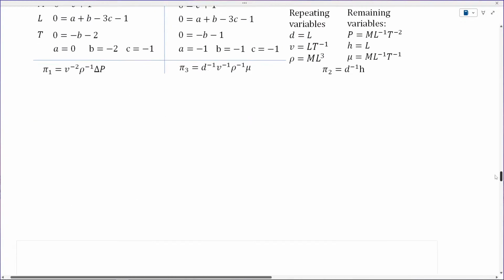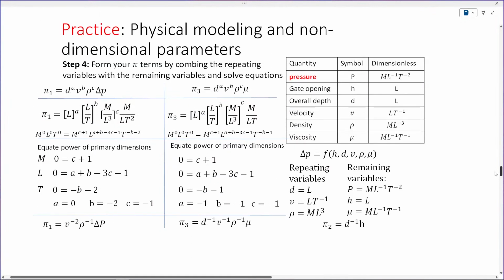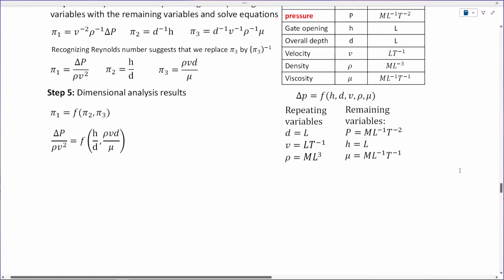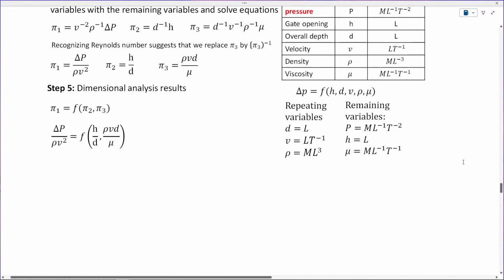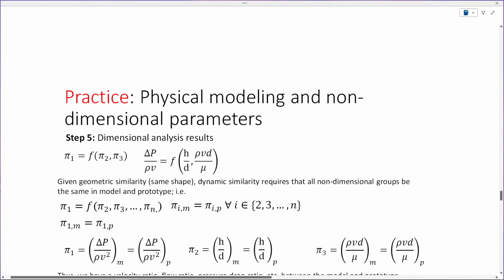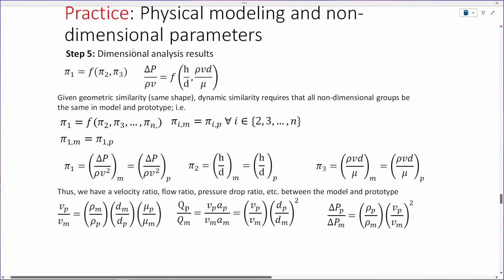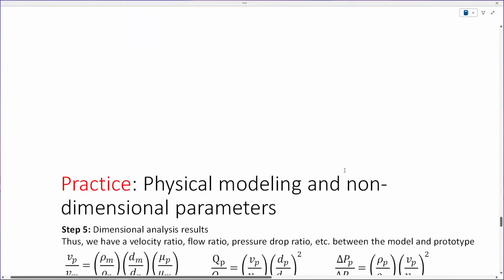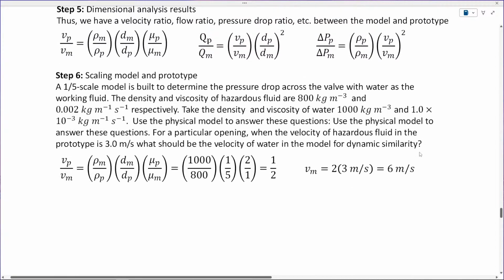Step 4 is where we ended up with pi 1, pi 2, and pi 3. Here we end up with a relationship between our dependent variable and all our independent variables. And once we do this, we can just do scaling similar to what we did before. Pi 1 scale was pi 1, pi 2 scale was pi 2, pi 3 scale was pi 3, and then you can do the different calculations. So the final answer is here.